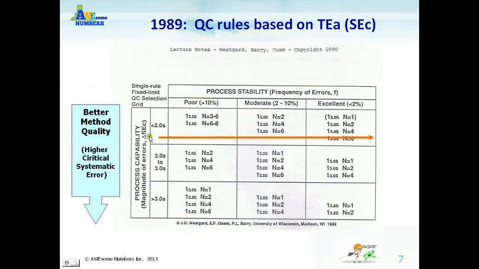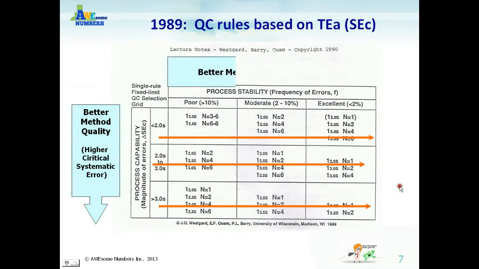The rows relate to your critical systematic error. How many SDs can the mean shift before you're in trouble? Is it less than 2, 2 to 3, or more than 3? The columns of the grid represent better method stability. If your method stability is excellent, you can use looser QC rules.